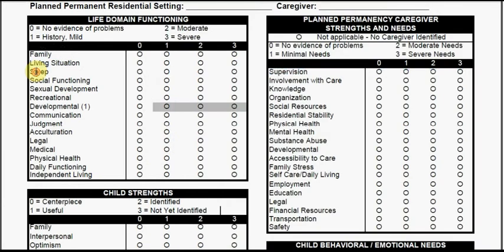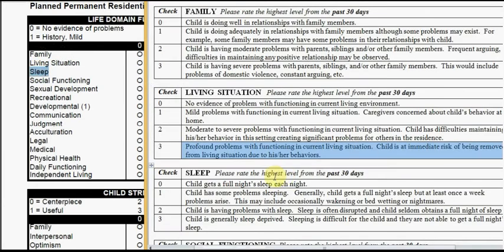All right. Sleep. In sleep, and remember, we're always talking about past 30 days. So it's not how the child was sleeping last year or at the beginning of the academic year, 6 months ago. No, it is in the past 30 days. 0, the child gets a full night's sleep each night. In 1, the child has some problem sleeping. Generally, the child gets a full night's sleep, but at least once a week, problems arise. It may include occasional wakening or bedwetting or nightmares.